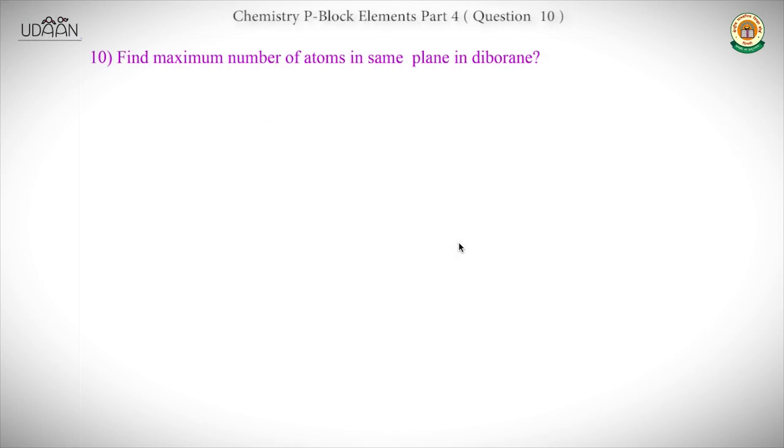So Sohail, let's solve this question in which we have to find the number of atoms in the same plane in the structure of diborane. Yes. Here we have to find the maximum number of atoms in the same plane in diborane. So firstly we have to write what diborane is. It is B2H6. Yes, it is B2H6. So now we will draw its structure.